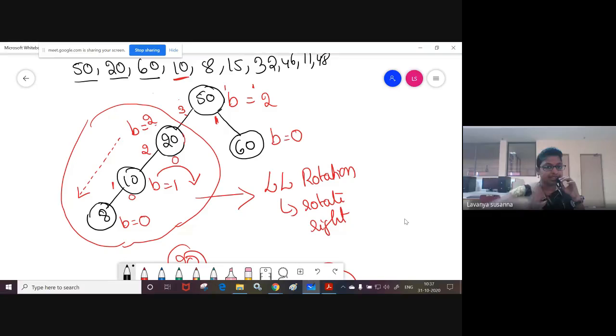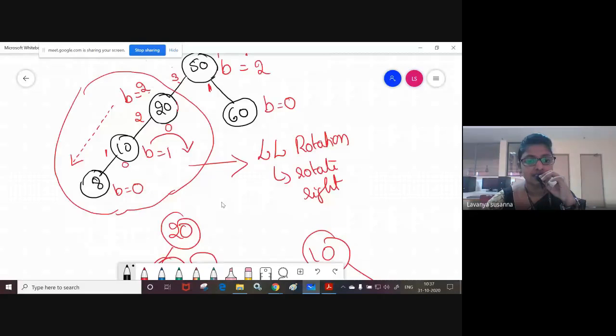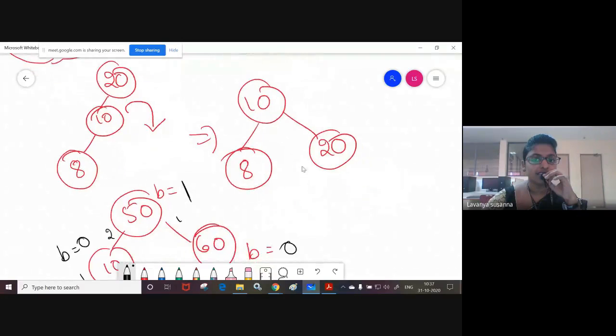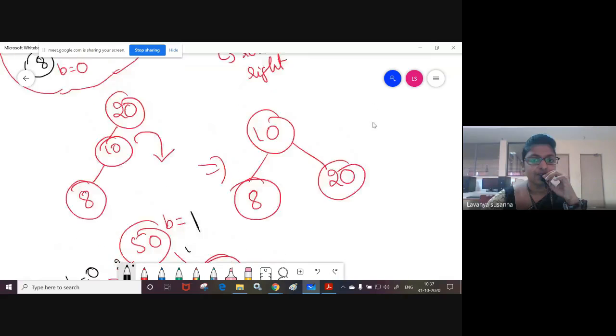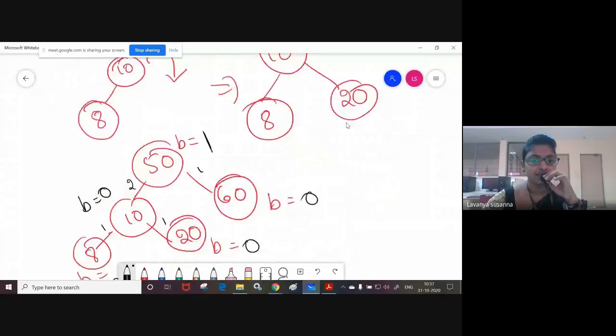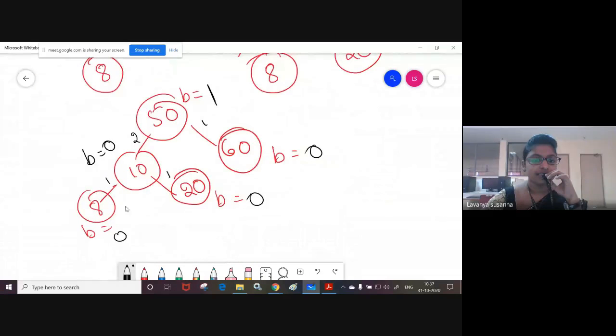LL rotation means rotate right. Take this subtree separately. See like this, 20 10 8, take separately and rotate right. After rotating you will get 10 8 20. Now you need to insert this 10 8 20 into the previous tree. 50 10 8 20 60, like this. 50 10 60 8 20, like this. Okay, now again find out B. After finding out B, it must be balanced. Okay, now this tree is balanced.